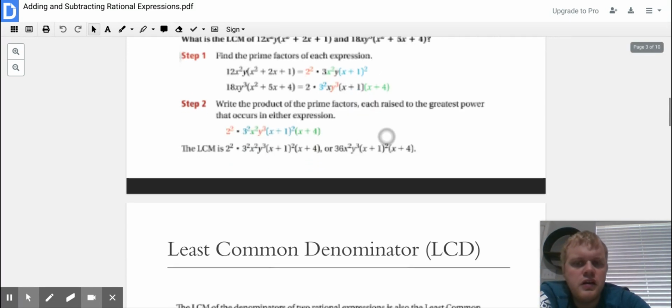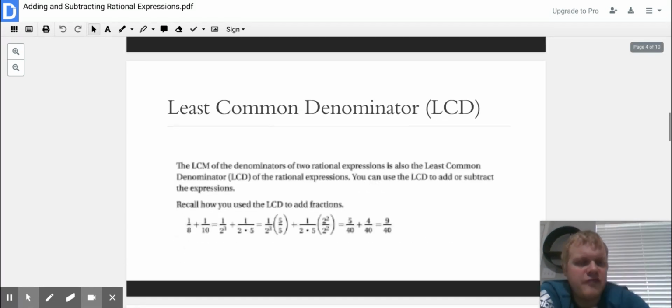All right. Least common denominator. Very similar to what we just saw here. The least common multiple of the denominators of two rational expressions is also known as the least common denominator of the rational expressions. You can use the LCD to add or subtract the expressions, which is what we're going to be focusing on today, adding or subtracting. So recall how you use the LCD to add fractions here. If we were adding 1/8 plus 1/10, just like we did before, we could break this down into the biggest in our factors here.